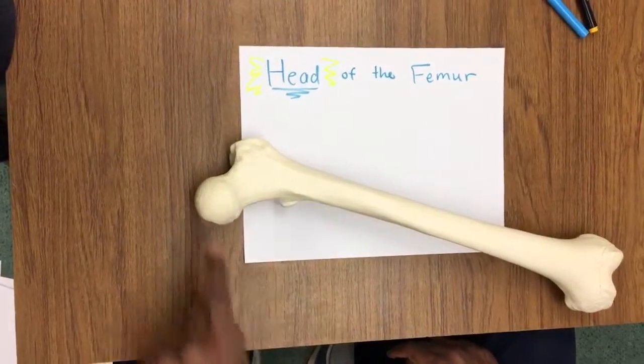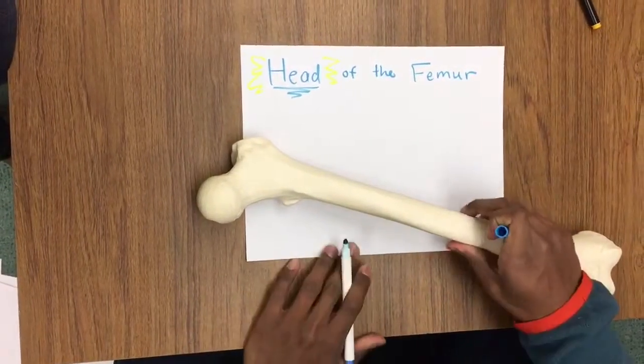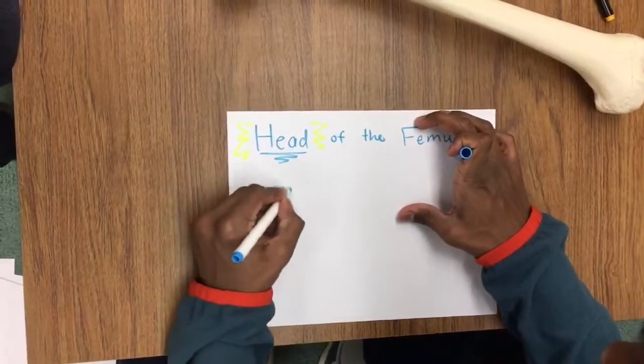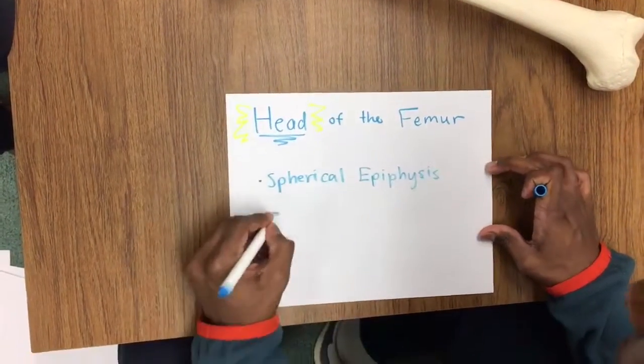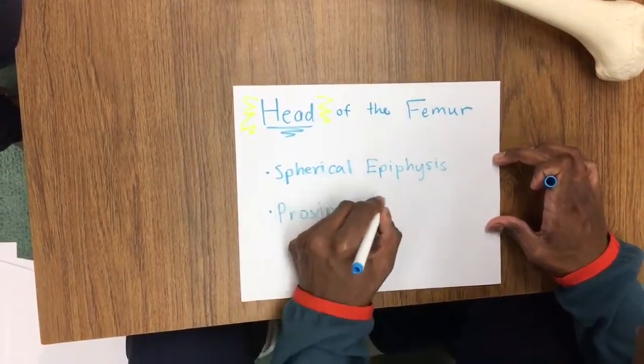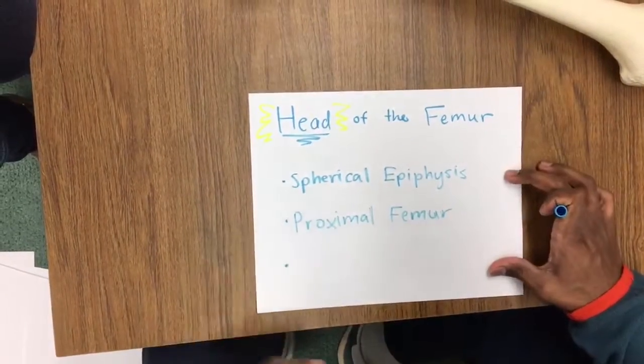For example, this is the head of a femur. It's a smooth spherical epiphysis that is on the most proximal part of the femur. This allows the bone to articulate with the acetabulum of the hip bone to form the ball and socket hip joint.